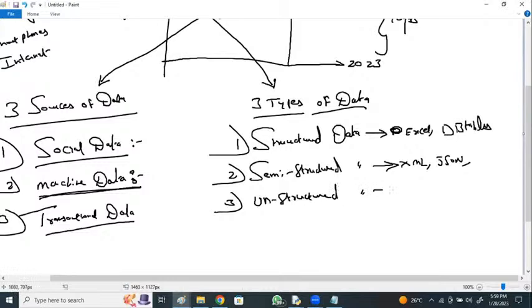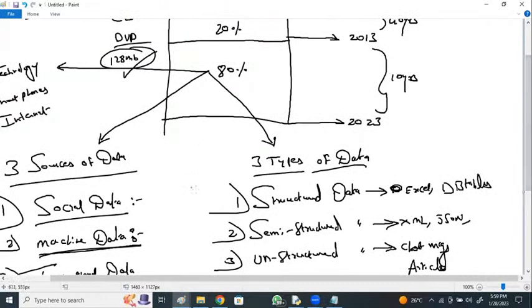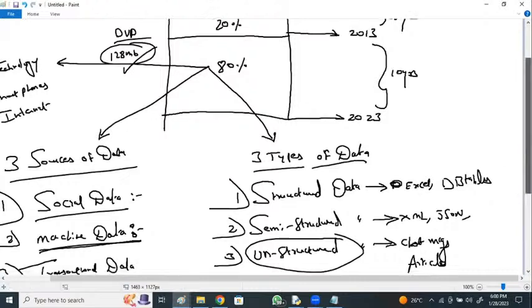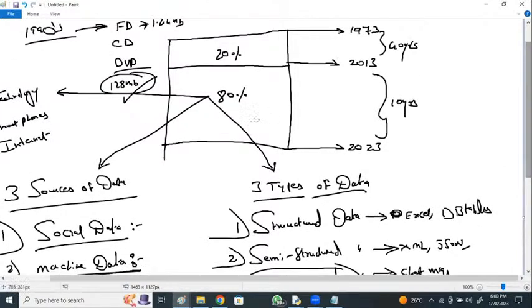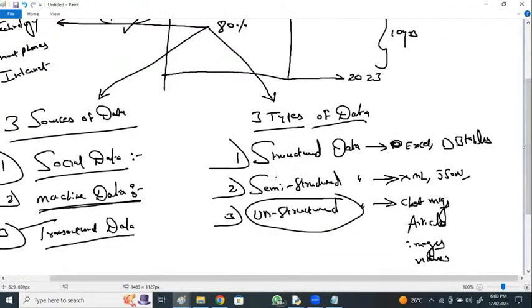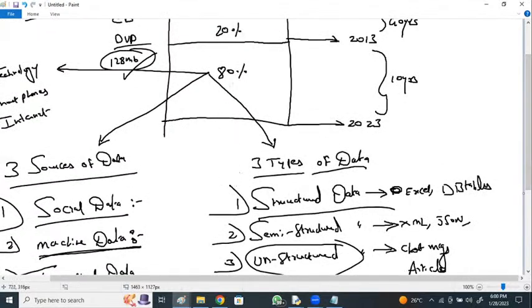Unstructured data includes short messages, articles, images, and videos. The biggest challenge is storing and processing this unstructured data. Today, most of the data generated is in this unstructured format. We need proper storage and processing systems to handle unstructured and semi-structured data. Databases can handle only structured data. So Hadoop is a kind of technology which can store and process this huge data.